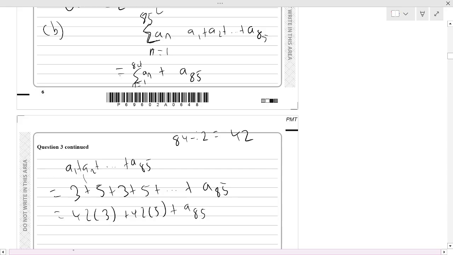Well, if I look at it a bit more deeply, I notice a1, a3, a5 is 3, and a2, a4, a6 is 5, right? Notice that? It goes from 3 to 5 to 3 to 5. That's what's going on here. And actually, I noticed when the n is odd, it's 3. Well, 85 is odd. So actually, a85 will be 3. So we add another 3 on, and then we put all that into the calculator.